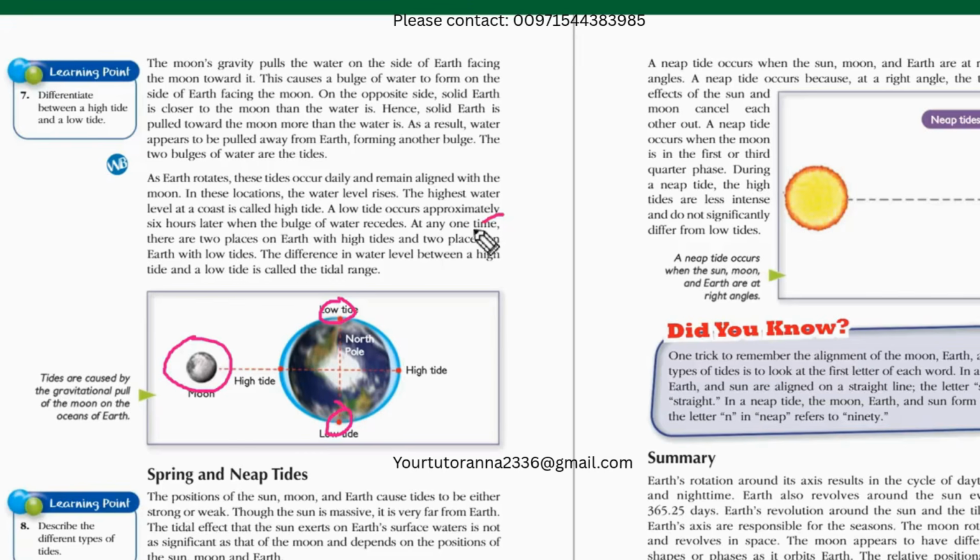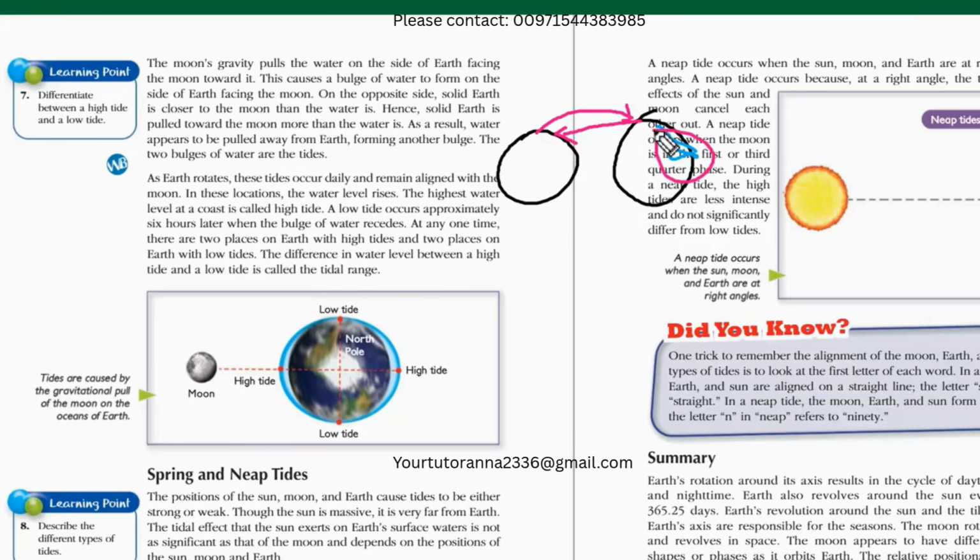So for example, this is the moon, right? I'll just try to make it good. This is the moon. This is the Earth, okay? Now, on this side, the water is here. Remember, the water is here. So on this side, the gravitational force of the moon is going to affect here. So this is going to be pulled more than the water that is here. So it's going to be a low tide in here.